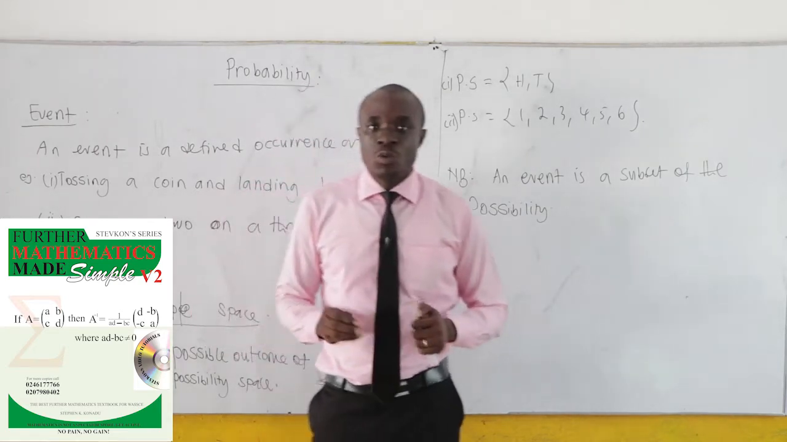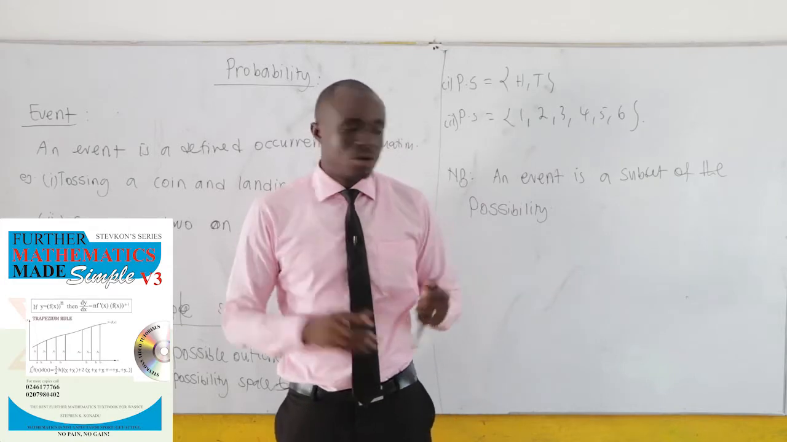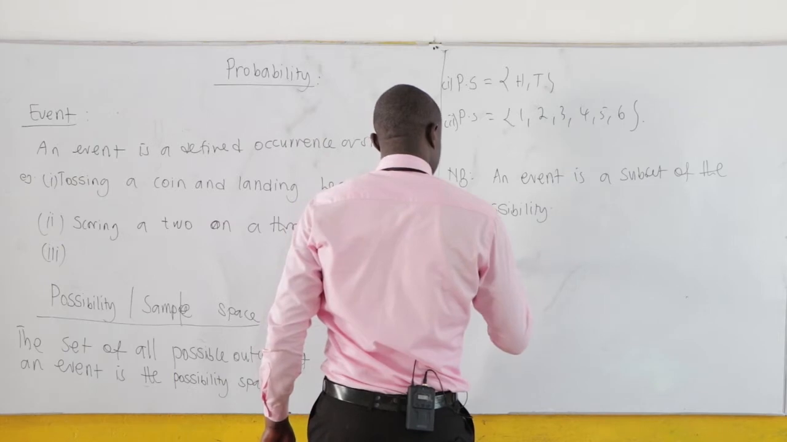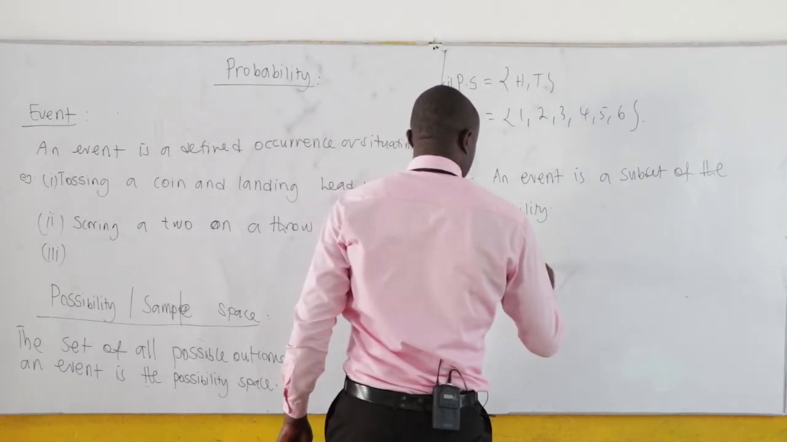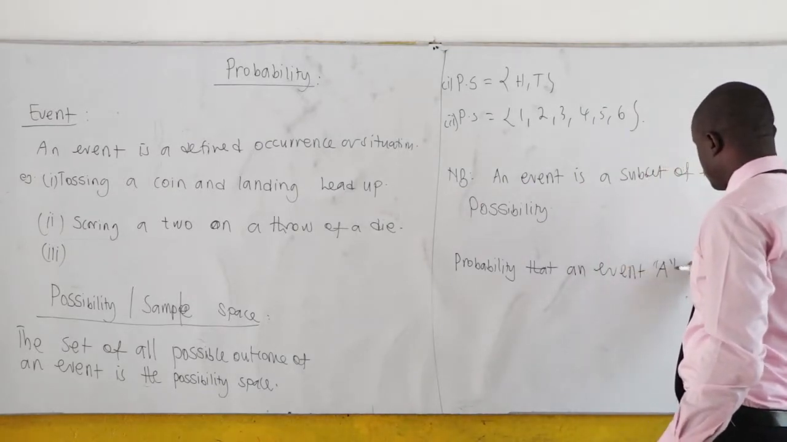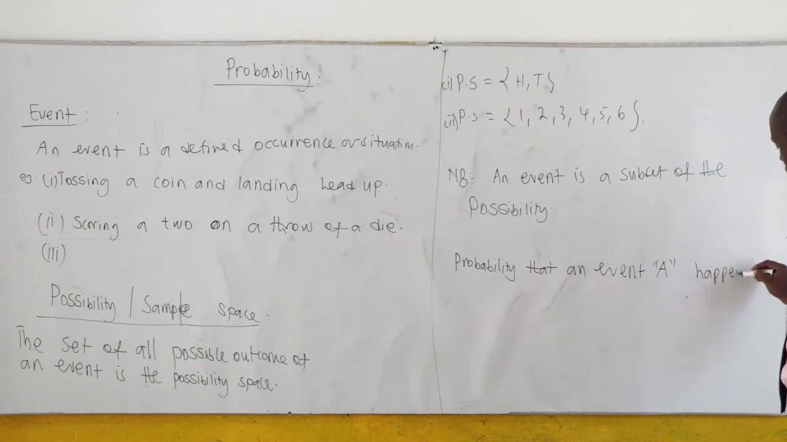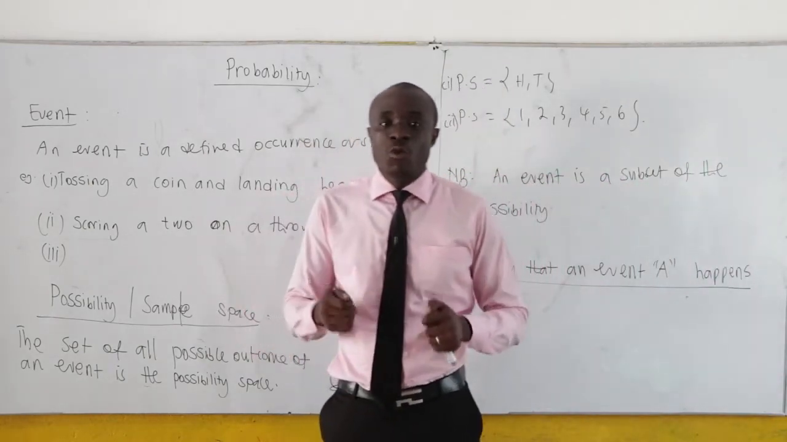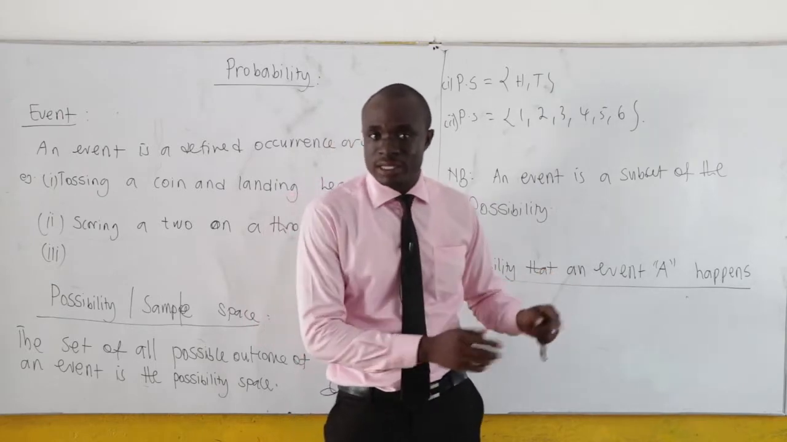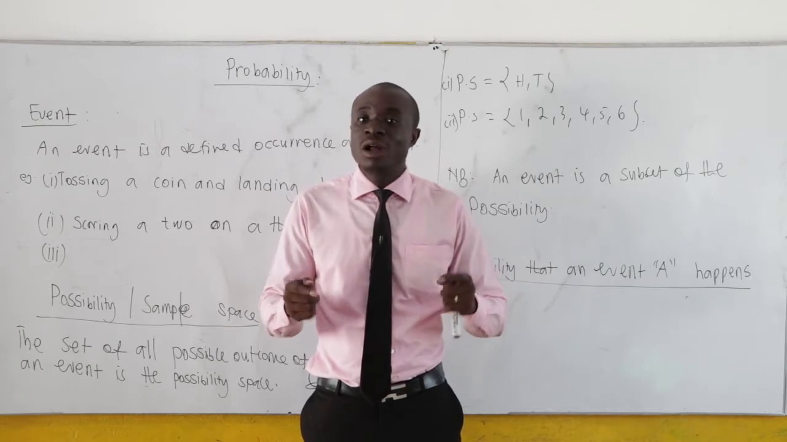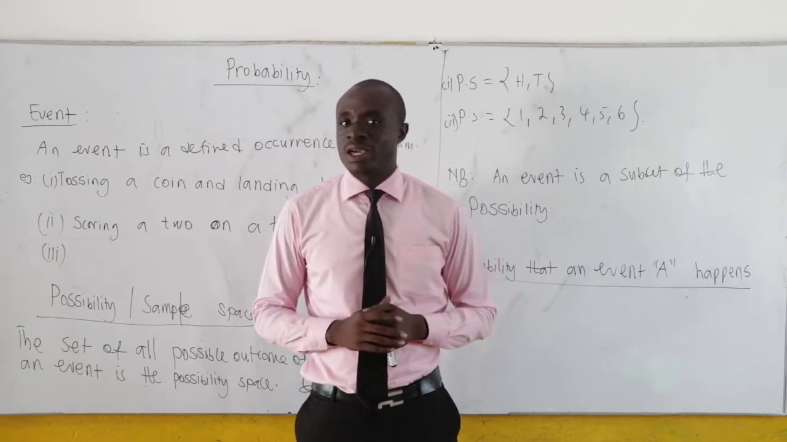Now, let's continue with the probability that an event occurs, or an event A happens. The probability that an event A happens is the number of ways in which an event A occurs, expressed as a fraction of the number of ways in which all equally likely events, including A, occur. Let me put this on the board.